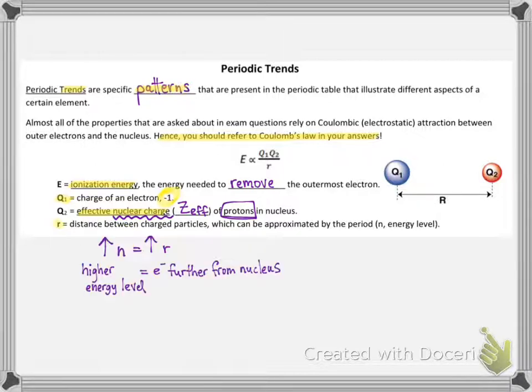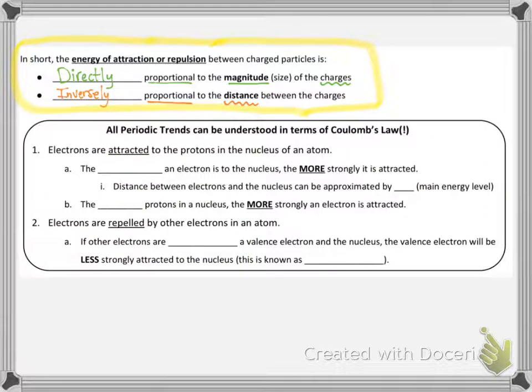As you probably know, we don't do quantitative or numerical calculations with Coulomb's law in chemistry, or AP Chemistry, but you do have to know the qualitative connections here. In short, Coulomb's law says that the energy of attraction between a positive and negative, or repulsion between two positives or two negatives, is directly proportional to the magnitude of the charges and inversely proportional to the distance between them.